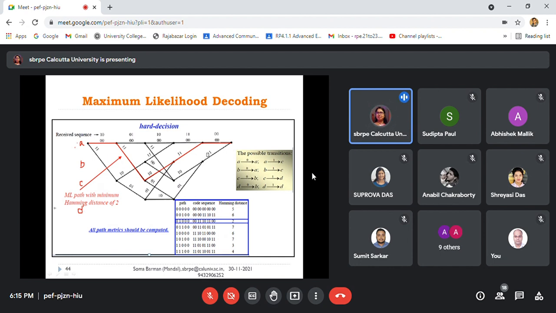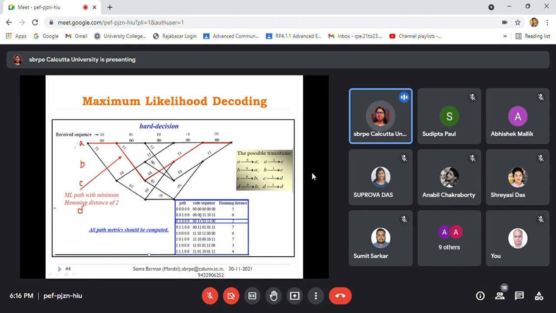Now if I choose another path, that is 0 0, then 0 0, then 1 1, 1 0, 1 1. So what will be the code word? Code word will be 0 0, 0 0, 1 1, 1 1, 1 0, 1 1. So what will be the difference? First difference is your 1 plus another 1.